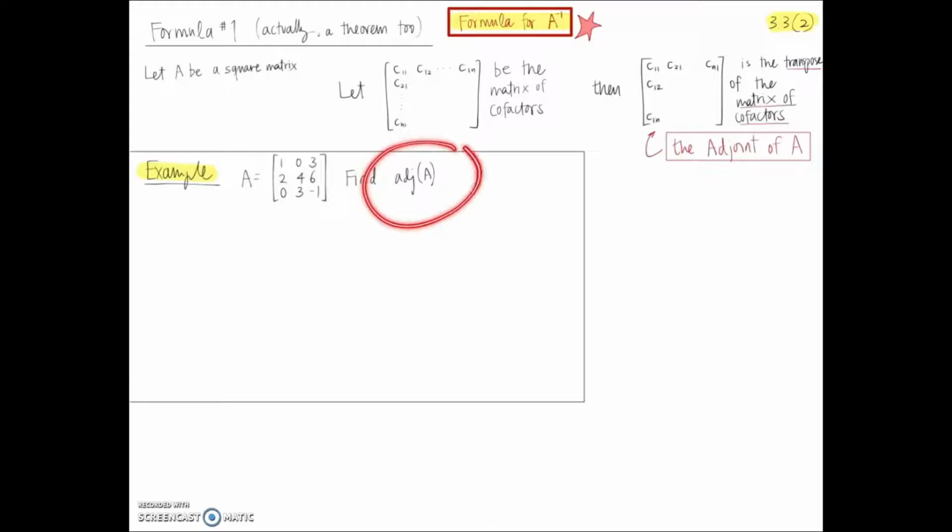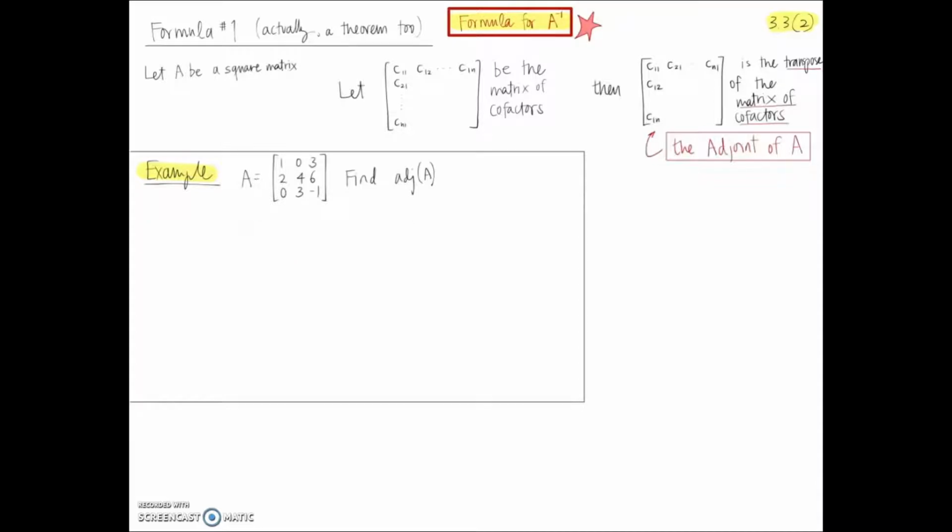Okay, think in your head, when I find the adjoint of A, is that going to be a number or is it going to be a matrix? So the adjoint is definitely a matrix. It's the transpose of the matrix of cofactors. So we need to go through this matrix and find each cofactor. There's going to be 9 cofactors. And this would be a good time to pause the video and see if you can find each of those 9 cofactors, and then we'll compare them with what I find.